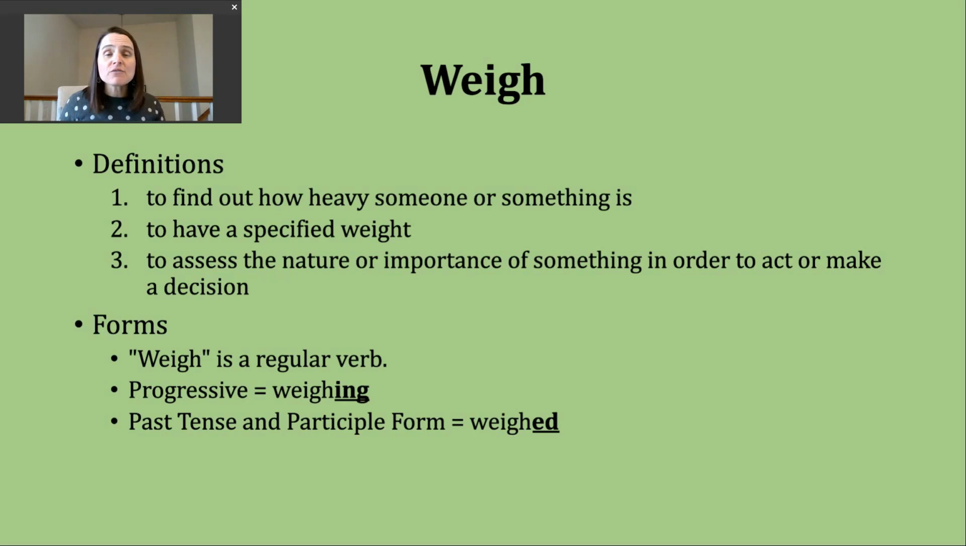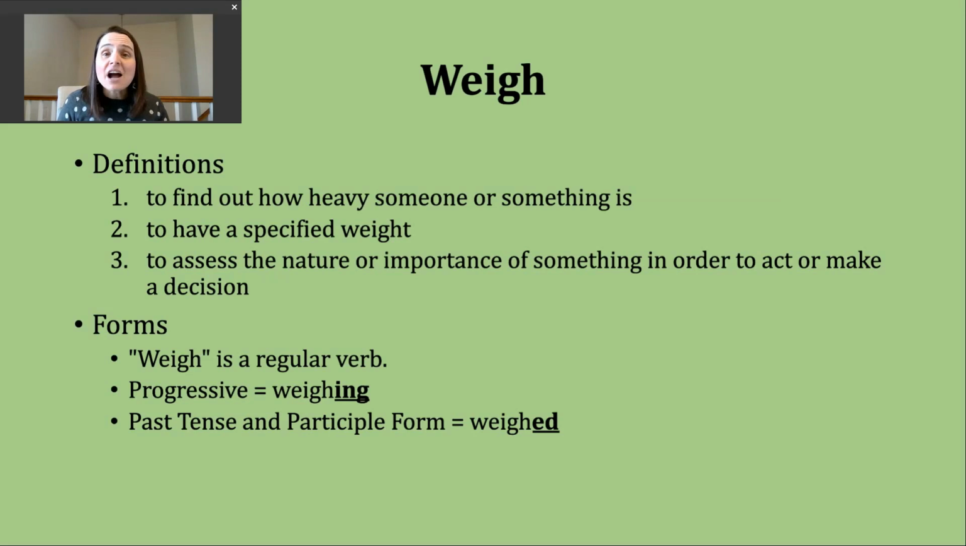You should know that weigh is a regular verb. To make the progressive form of this verb, all you need to do is add ing to form weighing. The past tense and participle forms of this verb can be made by adding ed. Our base verb, weigh, ends with a vowel sound. It's a long A sound.